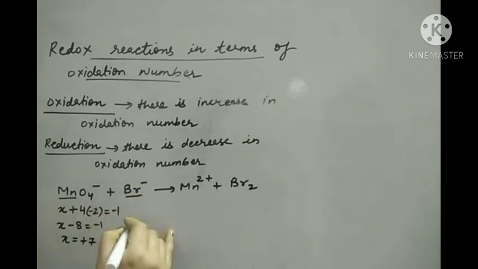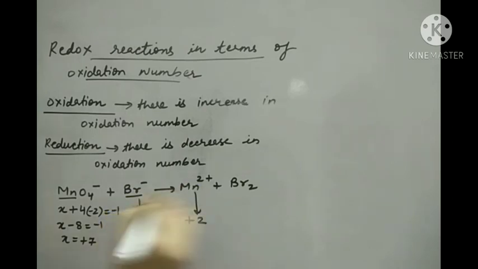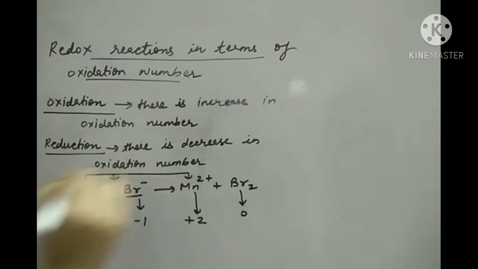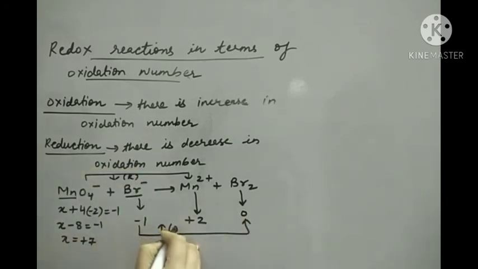Here, what is the charge on Br minus? It is -1. Here it is +2. It is already given. And here bromine is present in the elemental state. So what is the charge on bromine? It is 0, not 1. Okay. Now you can see that +7 to +2, it is decreasing. So decreasing means it is reduction, and -1 to 0, it is increasing, that is, it is oxidation. Okay, so whenever any reaction is given to us, we'll find out the increase and decrease in oxidation number. Okay, and then we can find out whether it is oxidation or reduction.